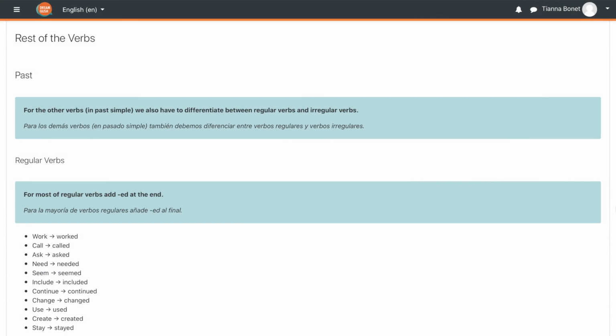In this lesson, we are going to look at the rest of the verbs in past simple. So for the past, in other verbs, we also have to differentiate between regular verbs and irregular verbs. Now for regular verbs. For most of regular verbs, we add an -ed at the end.